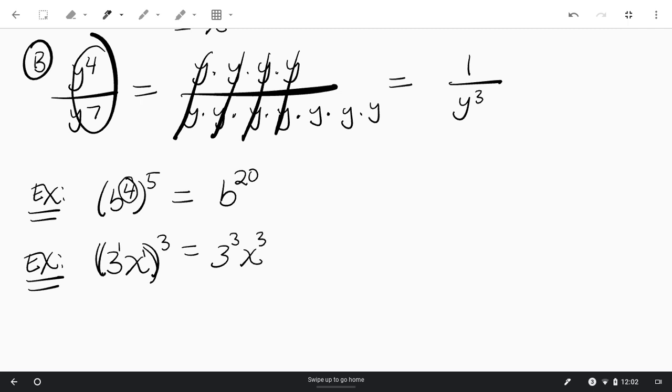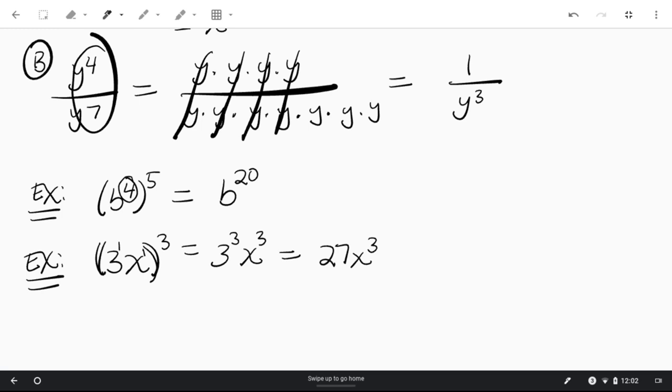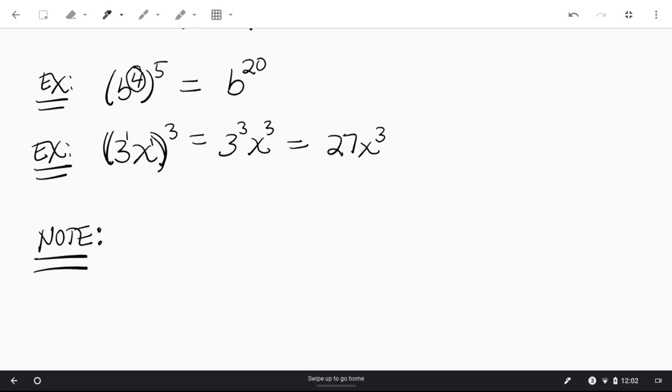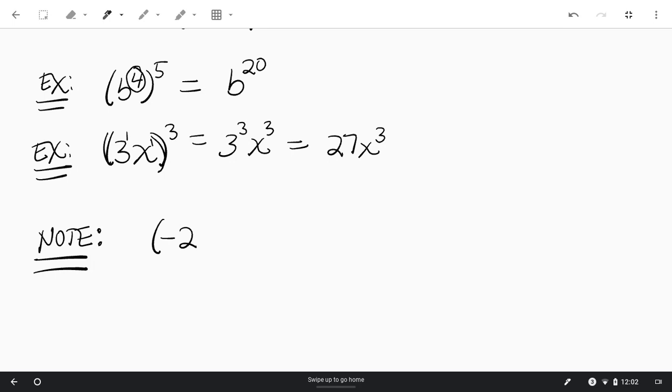Okay, and this would essentially be 27 x to the 3rd. Okay, there's one particular problem that students have difficulty with every single year, so I want to pay extra attention to this type of problem. Let's take a look at this problem.